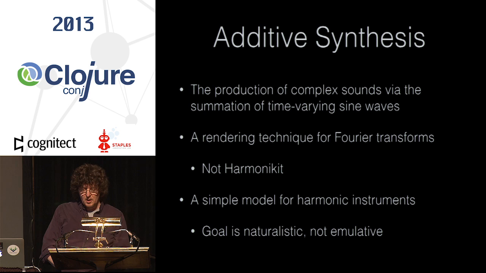You also need some other things in order to have it be realistic. But the goal of Harmonikit is to make something that produces naturalistic sounds, but not necessarily emulative sounds, because we have a lot of ways to emulate sounds, including that resynthesis technique, the spectral synthesis. There's also straight sampling, right? You want to reproduce an oboe, just record a whole bunch of oboe notes and play them back. But we want to make something that's evocative of that.